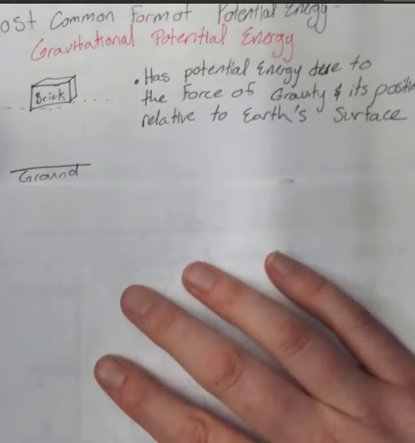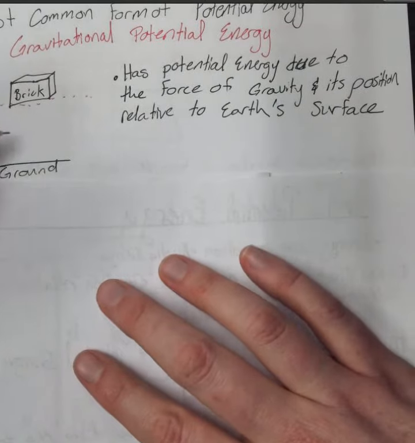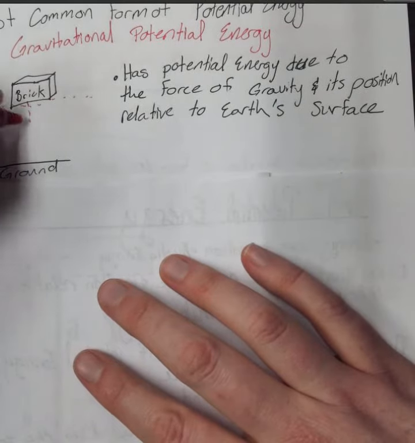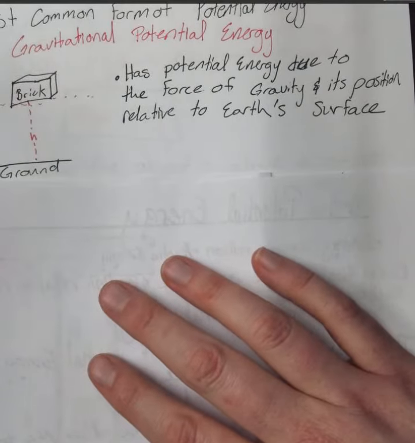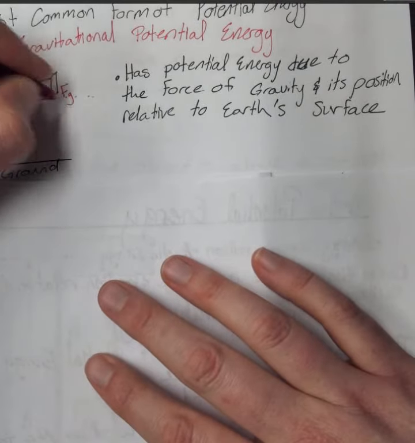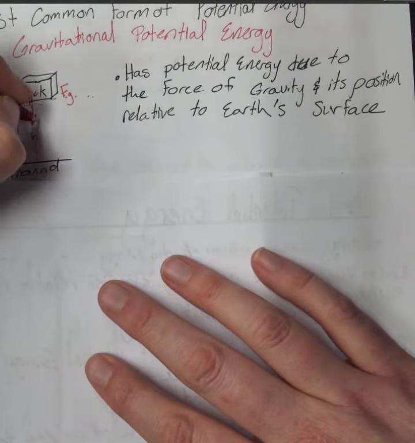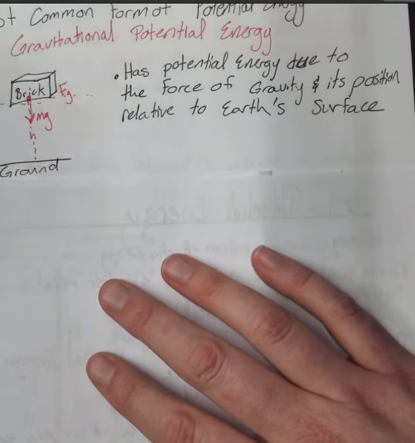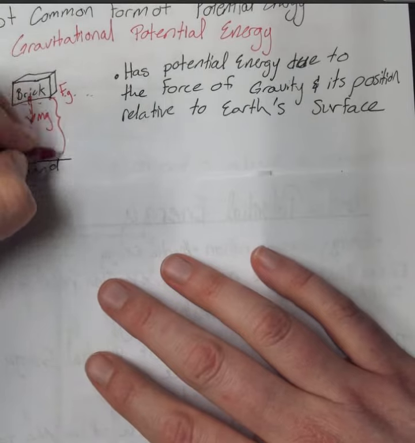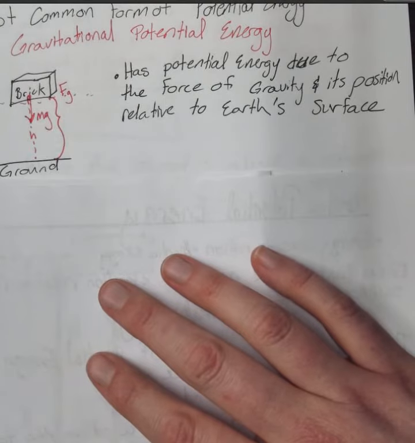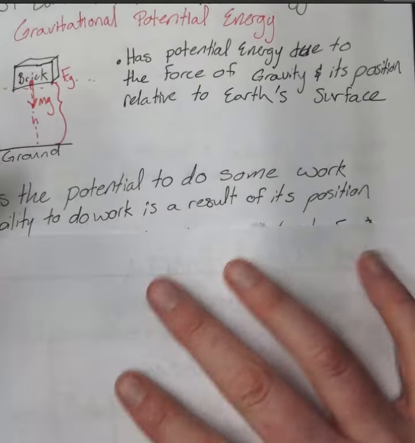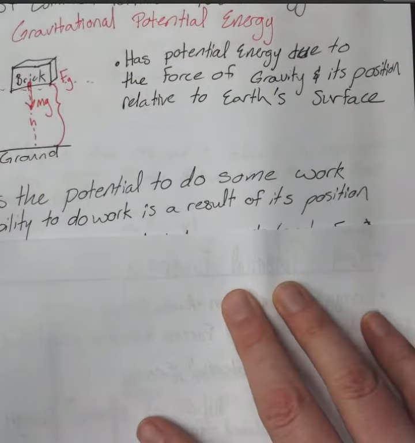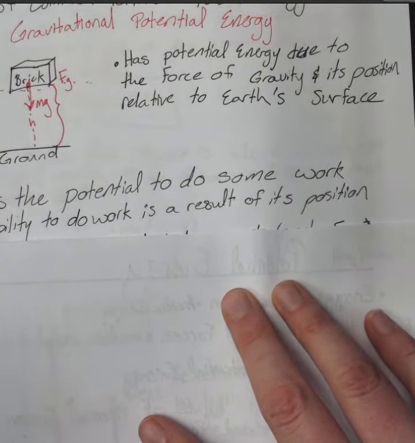So this brick, if we assume that it is some position above the ground, now this brick at this height has potential energy, and this potential energy is due to the force of gravity and the position relative to the surface of the earth. Now this brick could do work. It has the potential to do some work. The ability to do work in this situation is because of its position.